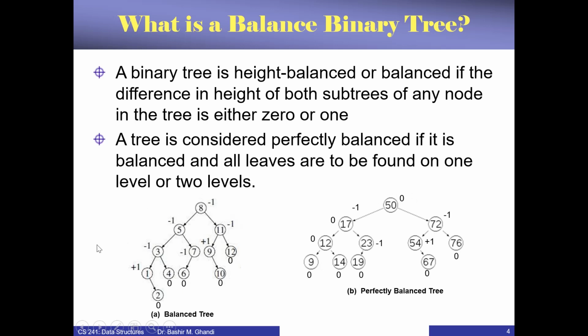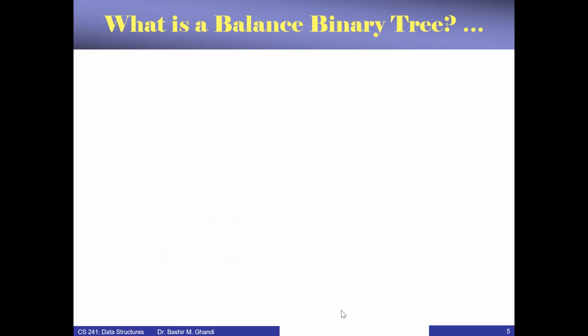This, however, is not perfectly balanced, because if you look, the leaves are spread across 3 levels: the last level, second last level, and third last level. So although this is balanced, it is not perfectly balanced. For it to be perfectly balanced, it has to be not only balanced, but the leaves must be found in just the last 2 levels. So that is the definition of balance.